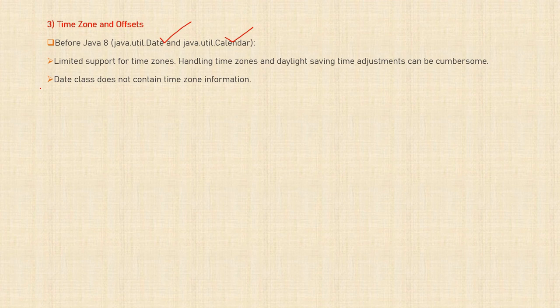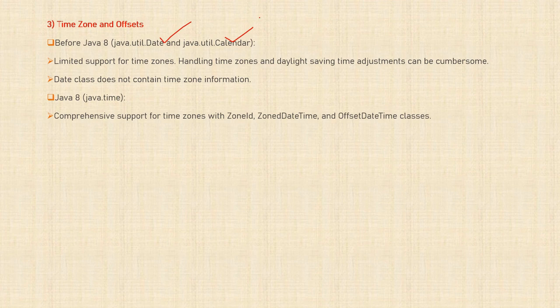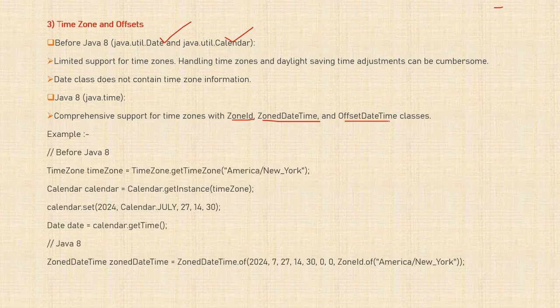So there is a disadvantage of the Date class. In Java 8, there is comprehensive support for time zones with ZoneId, ZonedDateTime, and OffsetDateTime. With ZoneId, ZonedDateTime, and OffsetDateTime, we can achieve time zones. So this is an example of how we can achieve it, before Java 8 and in Java 8.